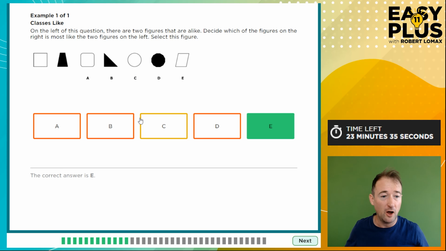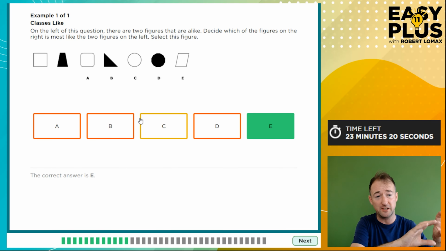Okay, great. Second thing, classes like. This is your example here, left is question. I can see two possibilities here. One, they have a mirror line down the middle. So we need to choose two figures that are similar to each other. Why are they similar? We need to find one on the right that matches them.